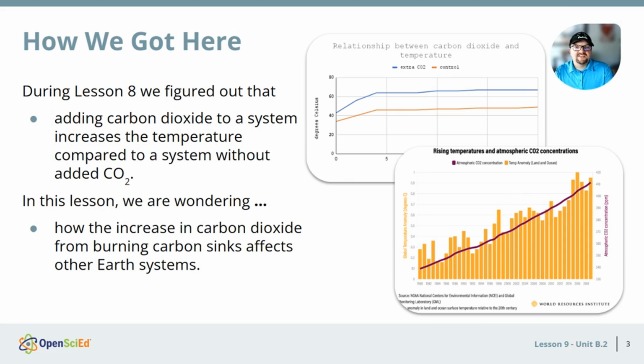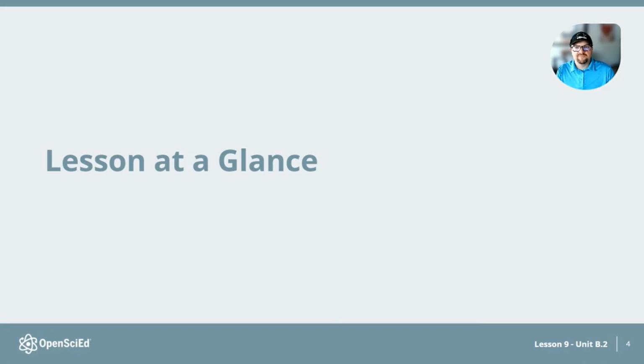If we look back at Lesson 8, we see where students figured out that adding carbon dioxide to a system increases its temperature compared to a system without adding carbon dioxide. They looked at real-world data showing that global carbon dioxide and temperatures are rising together over time. In this lesson, we build on that by wondering how this increase in carbon dioxide, specifically from burning carbon sinks, impacts other interconnected Earth's systems globally.